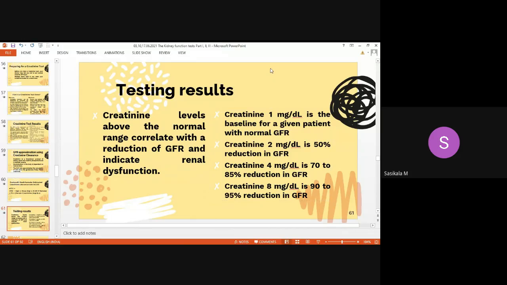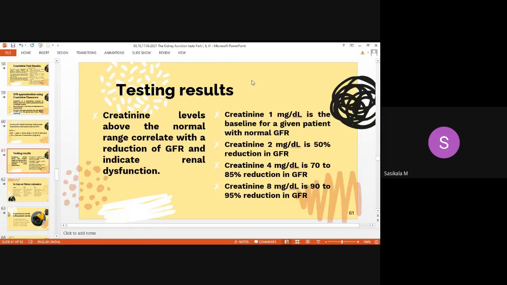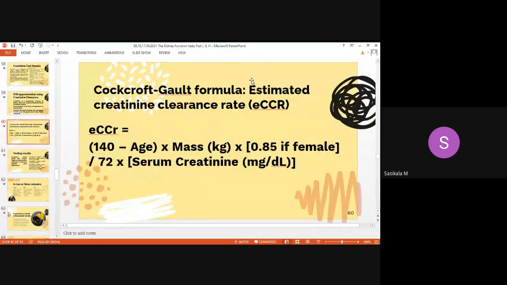If creatinine level is increased, GFR rate also will be reduced, kidney function also will be reduced. This is what we can analyze from the creatinine clearance test. And the remaining tests like urea clearance test, urine concentration test and urinary tract calculi, these tests will be discussed in the next class.